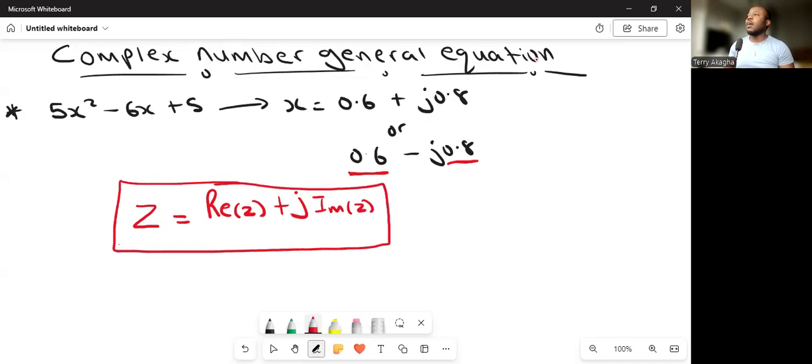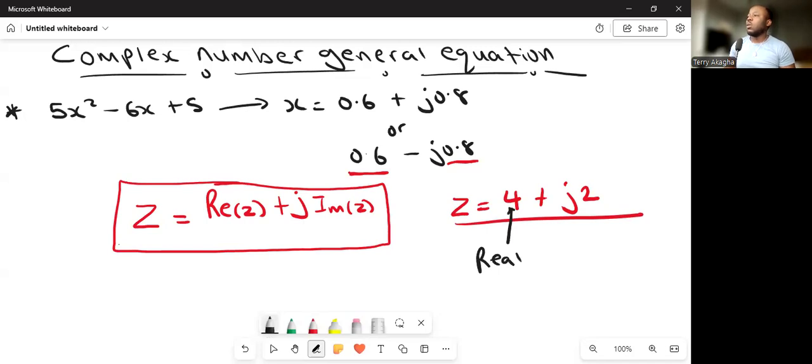So for instance, when you have Z is equal to 4 plus j2, this is a complex number, but the real number here is 4, while 2 is the imaginary number here. And that is it. So basically, a complex number has a mixture of both real numbers and imaginary numbers. The real part is denoted by Re(Z), while the imaginary part is Im(Z).